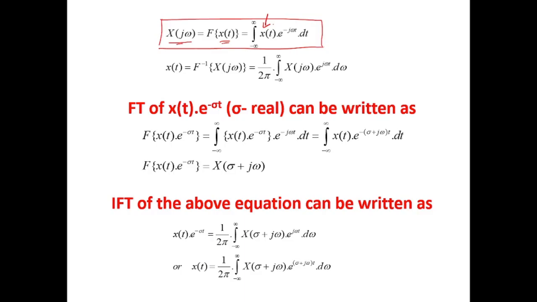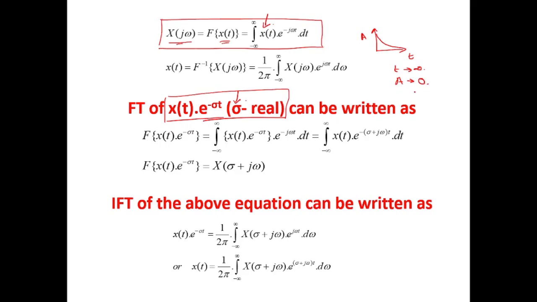So for that reason, we multiply x of t with an exponential function e to the power minus sigma t, where sigma is a real value. If we give a minus sign, it becomes a decaying exponential signal. If you look at the decaying exponential signal, with time t and amplitude a, it would look something like this. And at time tending to infinity, our amplitude will tend to 0.